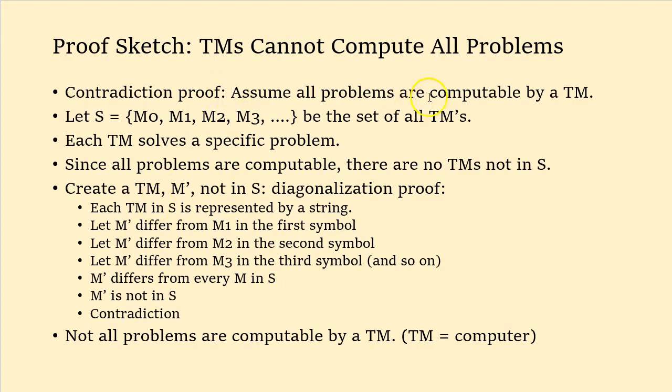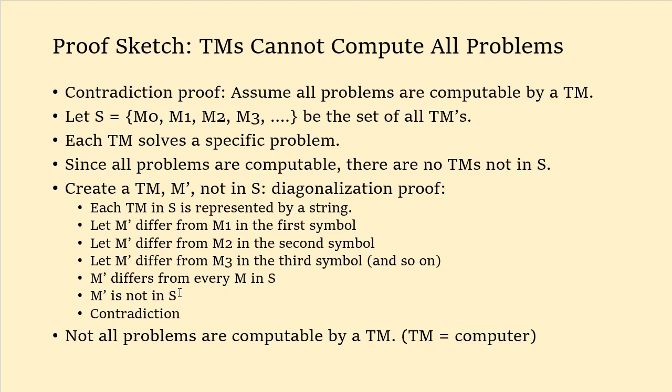We assume that all problems are computable by a Turing machine, and then we said, okay, if that's true, there must be a set of all the Turing machines that solves all those problems. The statement would say, look, if everything is computable, there's nothing outside of S. All the Turing machines are in S, but then we prove that, wait a minute, there's something not in S. In other words, there's something that a Turing machine can't solve. So now not all problems are computable by a Turing machine.